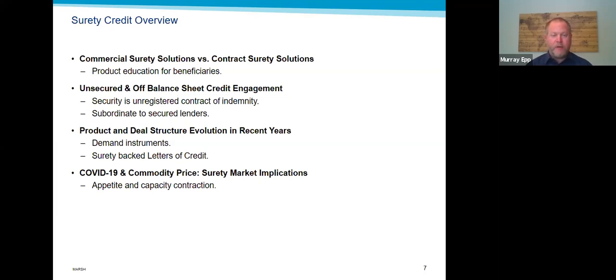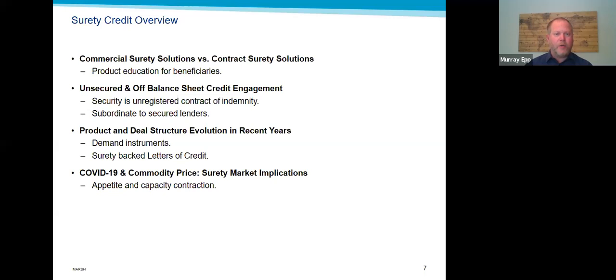There's been a lot of evolution in the surety credit industry in recent years. I think we like to say that there's been more change in the last 5 years than in the last 25 years. And this evolution has prompted the use of demand instruments, surety bonds that compare very well to letters of credit, and surety-backed letters of credit, where banks actually front ahead of surety capacity and surety facilities to issue letters of credit to beneficiaries that don't accept bonds.